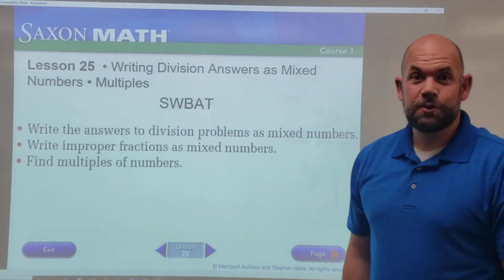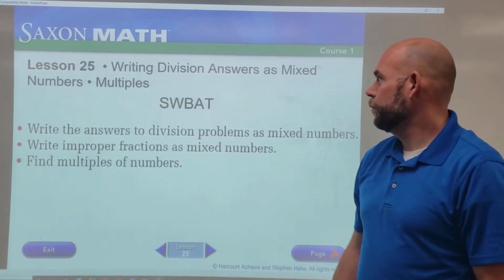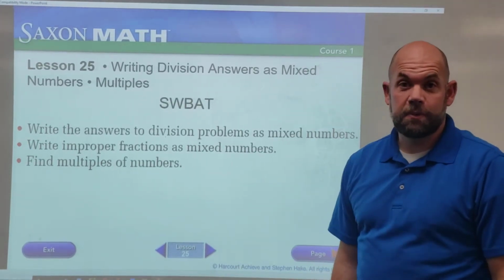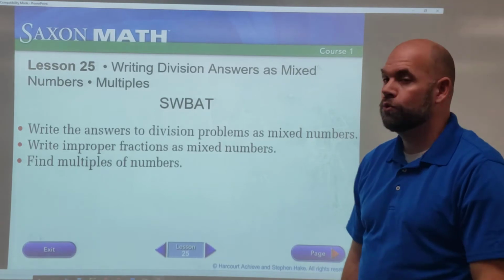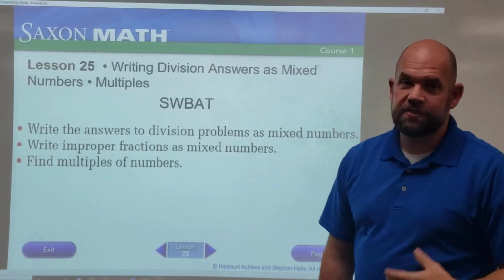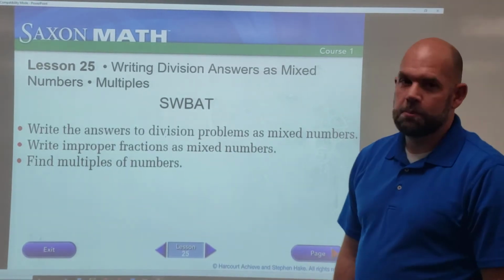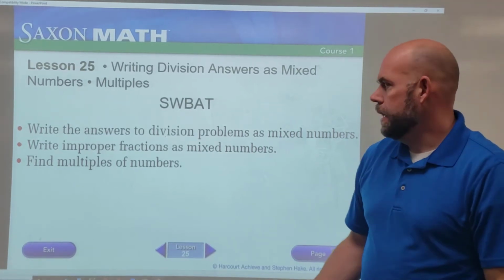Hello and welcome back to Level 6 Math. Today we're doing Lesson 25 from our Saxon Math, and this one has to do with writing division answers as mixed numbers and doing multiples. So two concepts in this one.